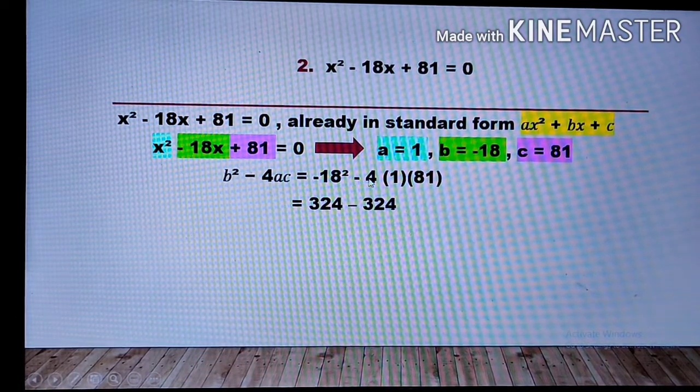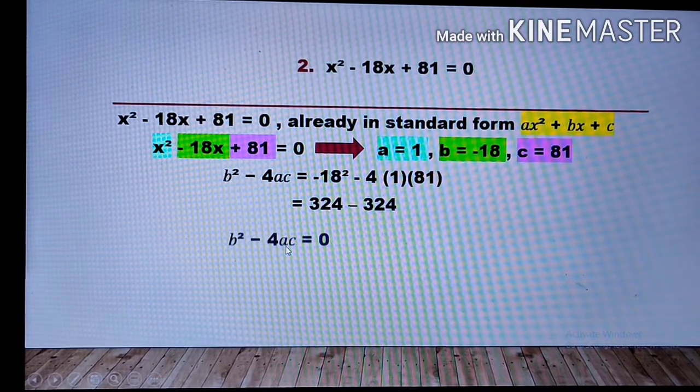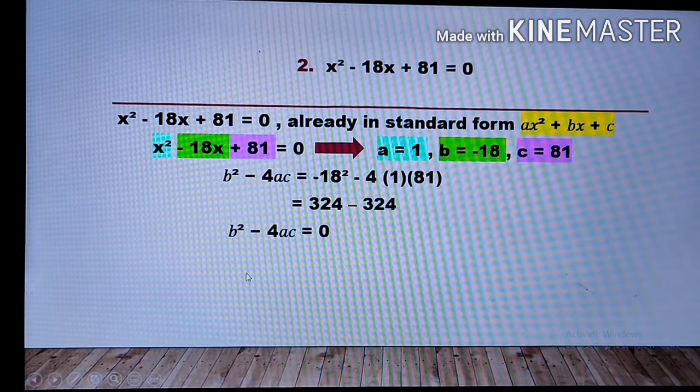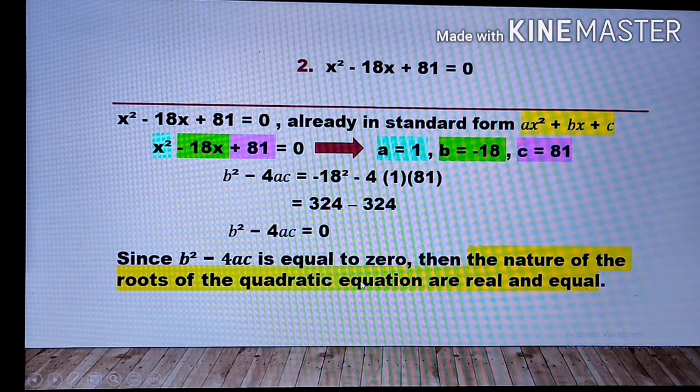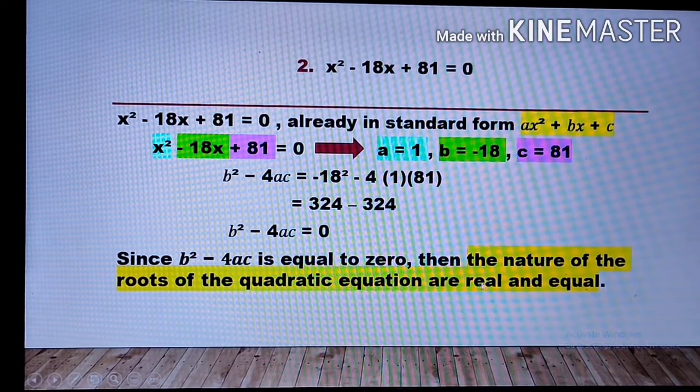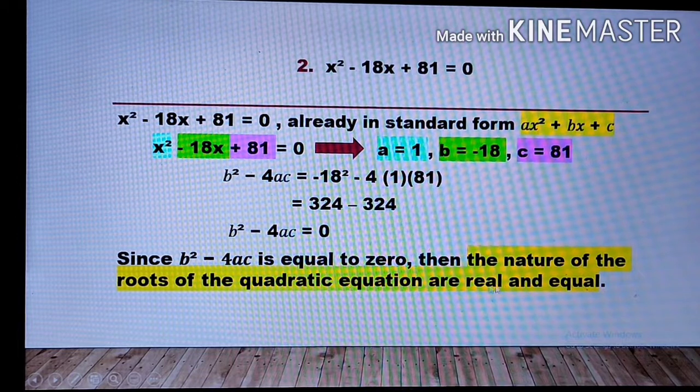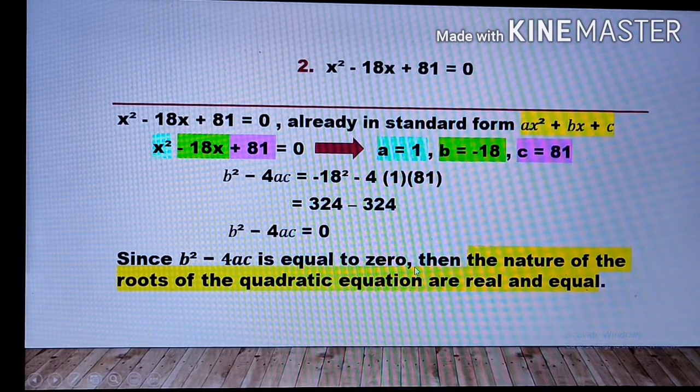Then, this one, negative 4 times 1 is negative 4. The negative 4 times 81 is negative 324. Kung ano yung sign niya, yun din yung operation. So, 324 minus 324 is equal to 0. Okay. So, since b squared minus 4ac is equal to 0, then the nature of the roots of the quadratic equation are real and equal. So, real and equal ang roots ng given quadratic equation kasi 0.